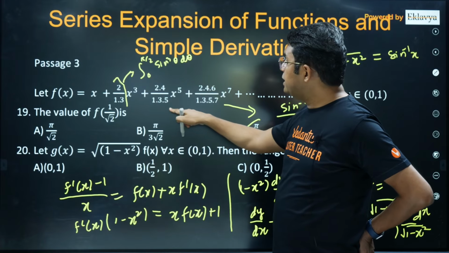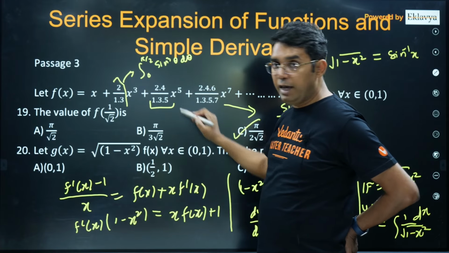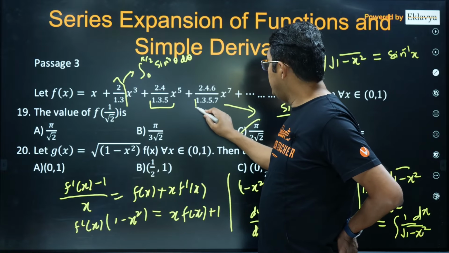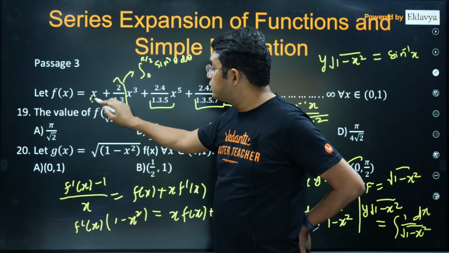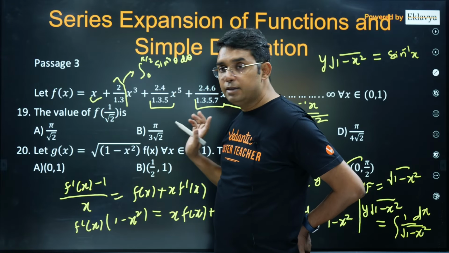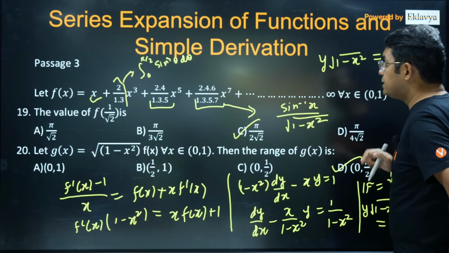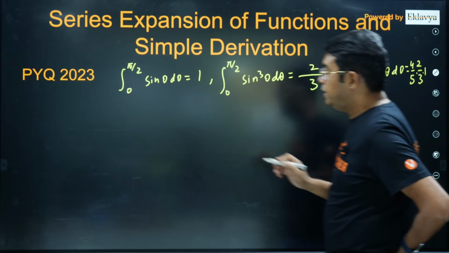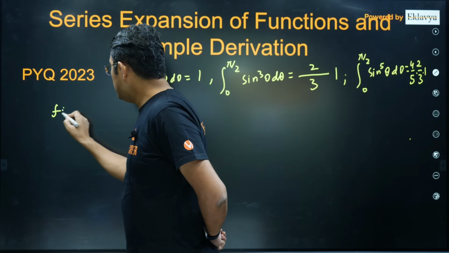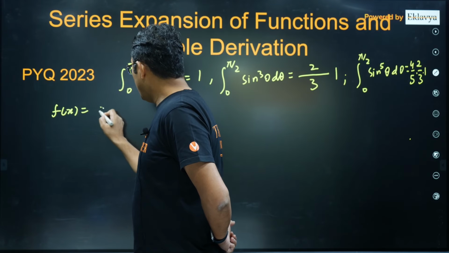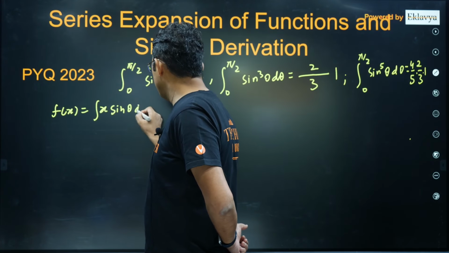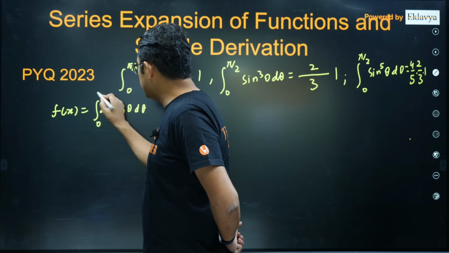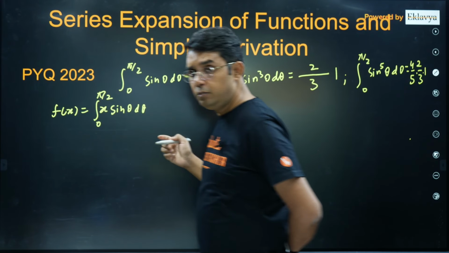This is the integration of sin^5 θ dθ. This is the integration of sin^7 θ dθ. Okay, so if you understand this, my question here is f(x) equals x times the integral of sin θ dθ, because I am doing the integration with respect to θ.